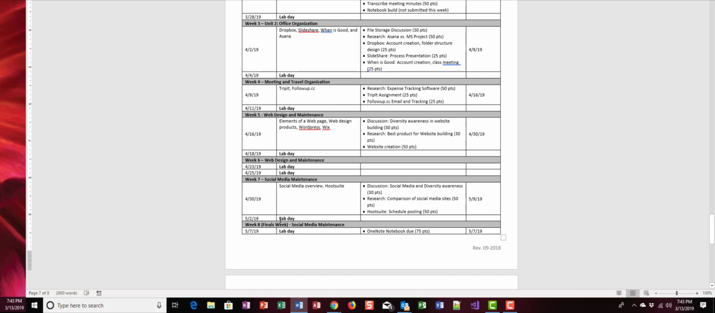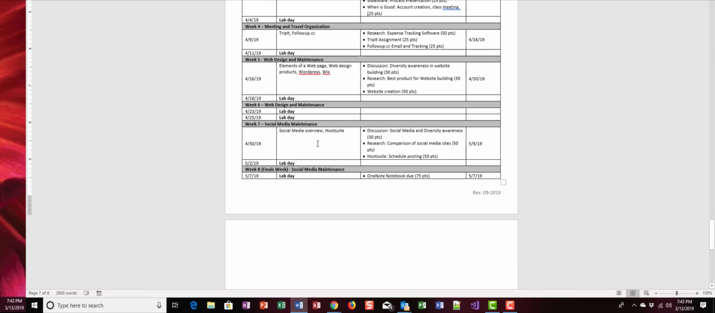So weeks 7 and 8 are going to be the social media. So we're going to talk about social media and we're going to talk about Hootsuite, which is the product we're going to look at for organizing and scheduling postings. So you're going to have a discussion, a research, and then with Hootsuite, you're going to actually have to schedule some social media postings. That is due on the 9th, which is a little bit different.